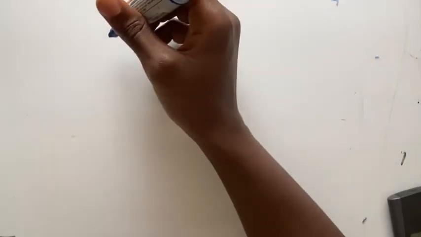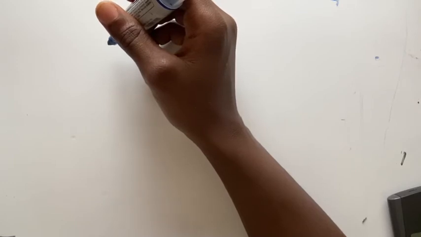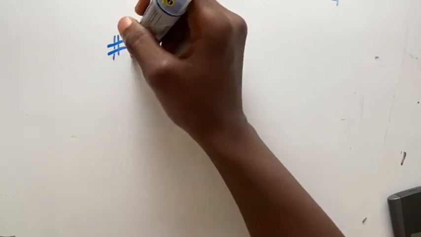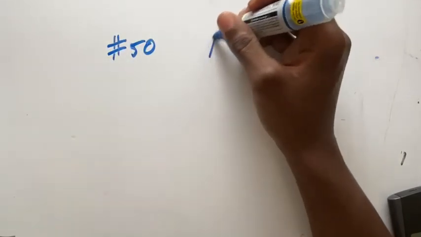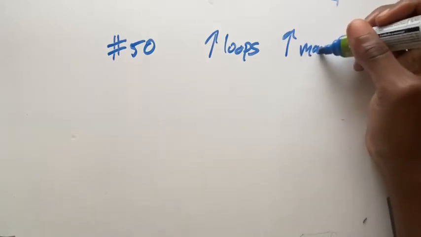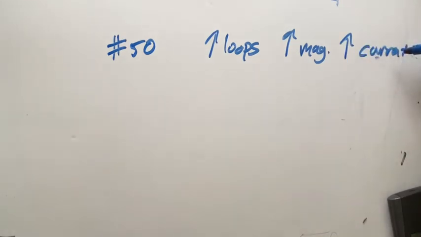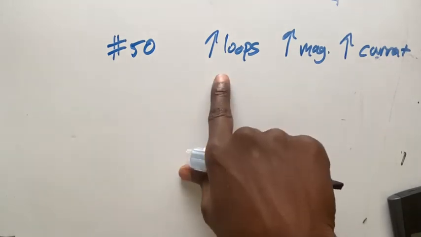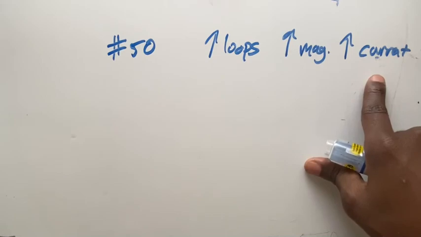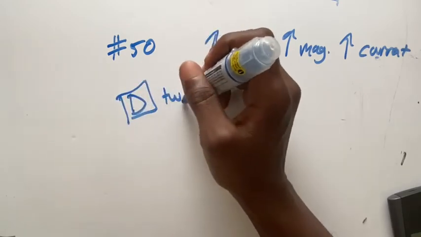So number 50 says when a bar magnet is thrust at the same speed into a coil having twice the number of loops, the induced voltage is what? Well, we know if we increase the number of loops, that basically increases the magnetic field. But then that also increases the current. So if it's twice as many loops, then it's going to be twice as much. So the answer to 50 then is going to be D, twice as much. All right, 51.